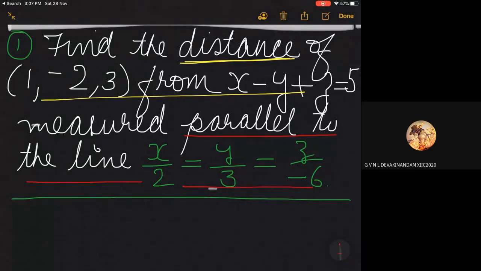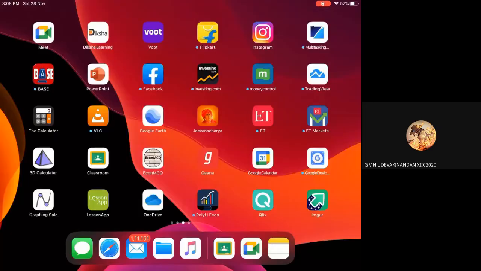So these two things you have to consider, and it is not the perpendicular distance from the point to the plane, but it is a distance. And what type of distance is explained here? It is measured parallel to the line. Let us see one GeoGebra graph.